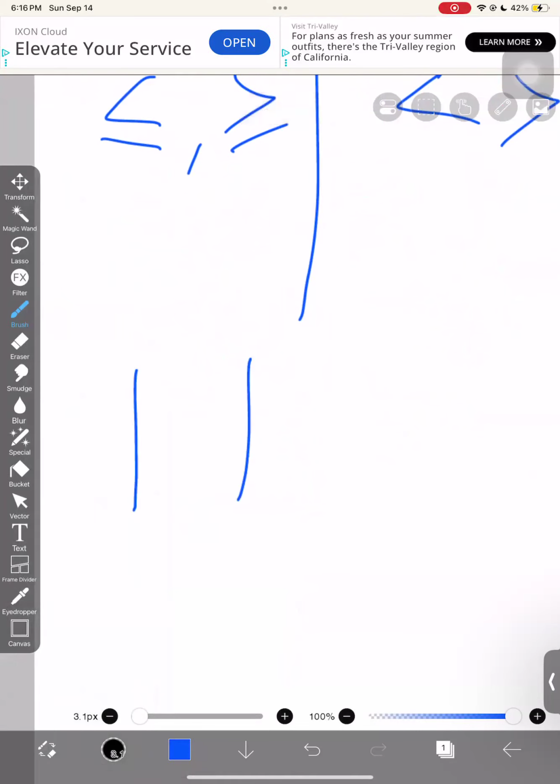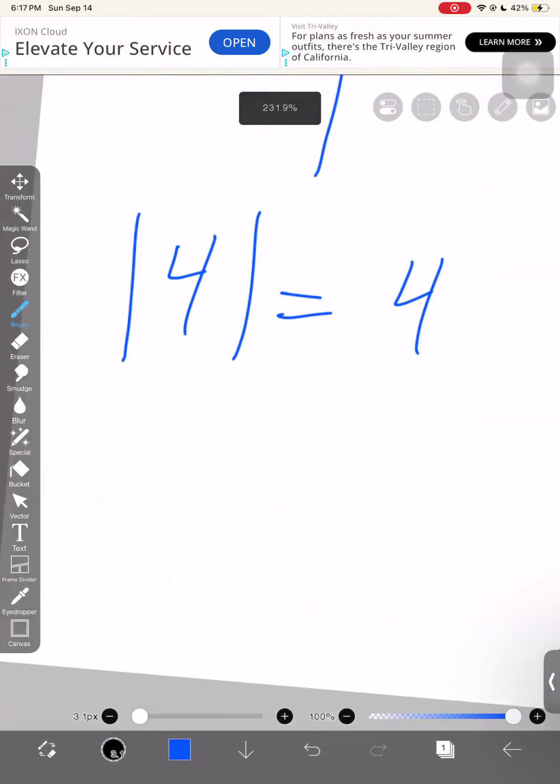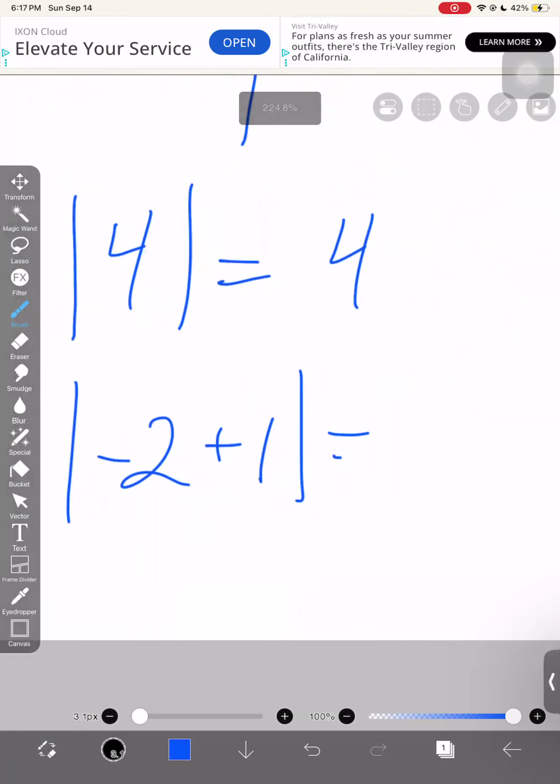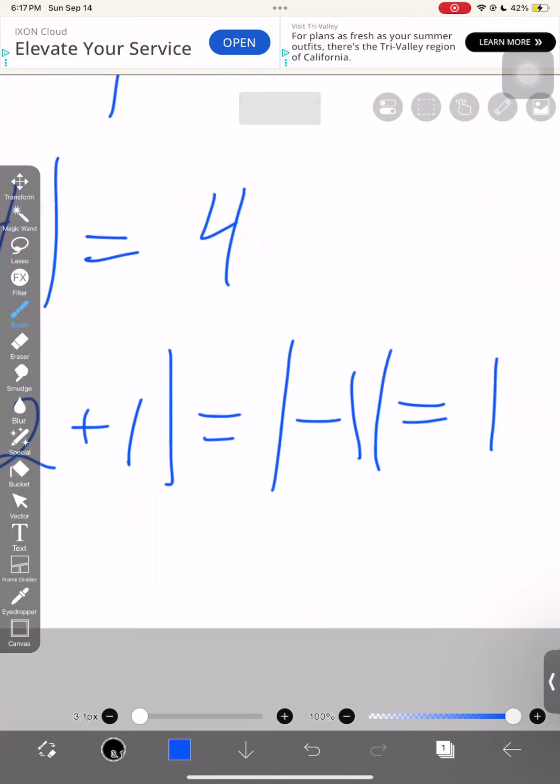absolute values, you treat them like parentheses. So the absolute value of 4 is just equal to 4. If we have to do an operation inside of them, like the absolute value of -2 plus 1, right? -2 plus 1 is -1, but then we still have the absolute value, and then it becomes 1.